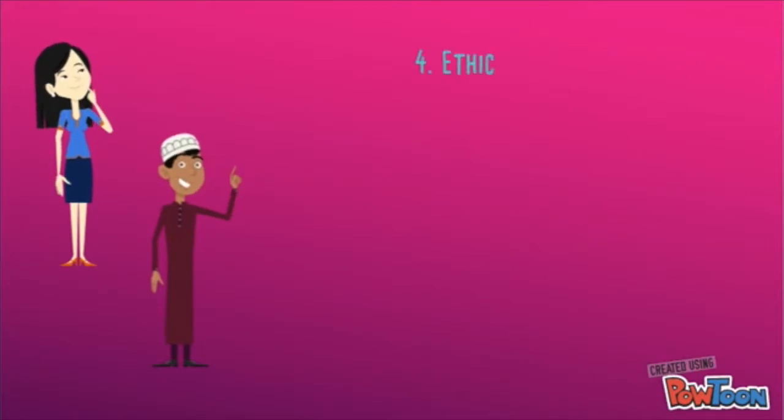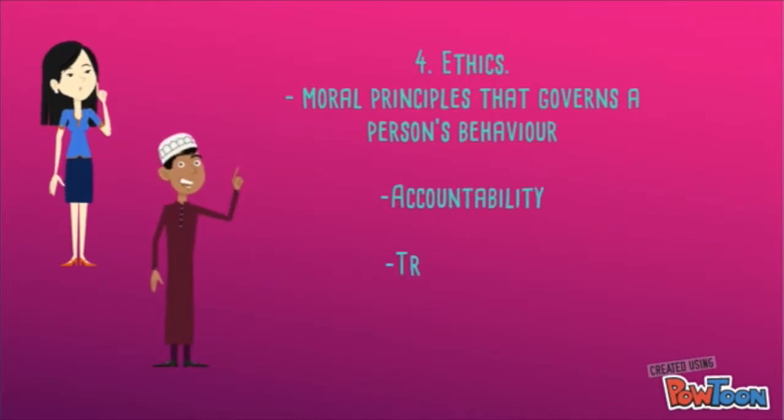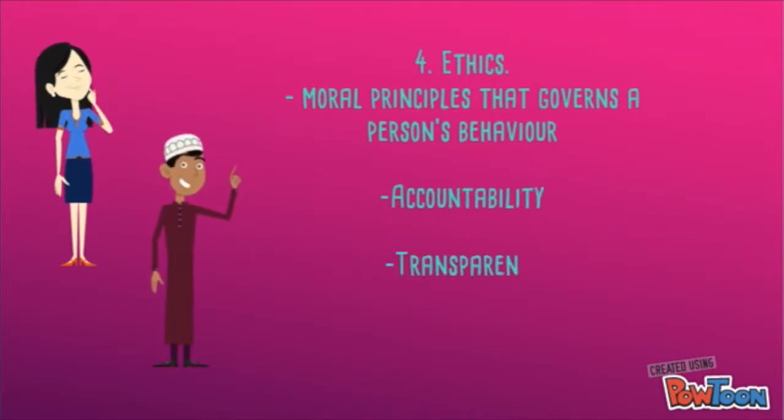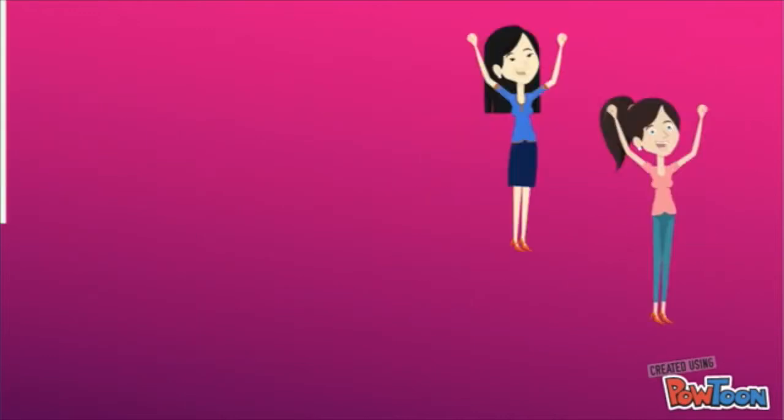The next T is ethics. Ethics is the moral principles that govern a person's behavior or the conducting of an activity. Accountability and transparency are important for people in the non-profit organization as they strengthen responsibility for the desired results and can contribute to the continuous improvement of organizational processes.